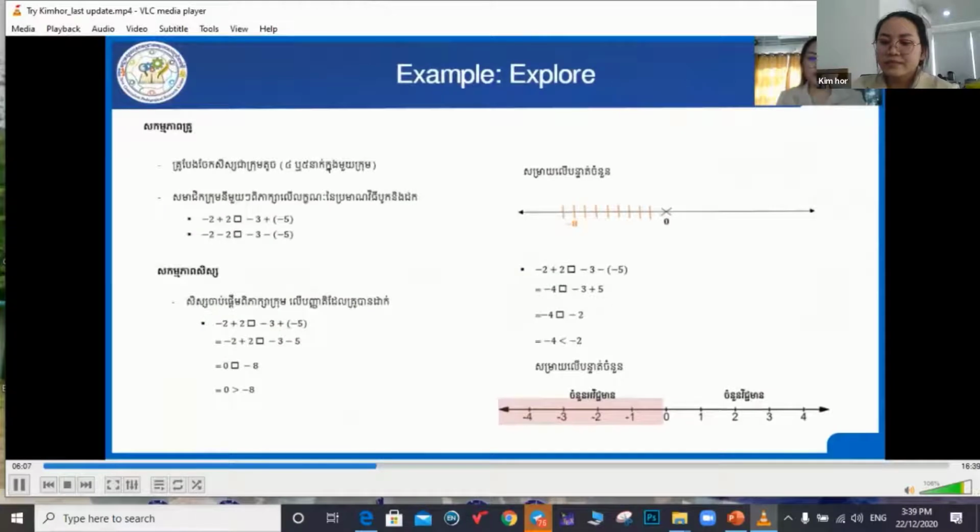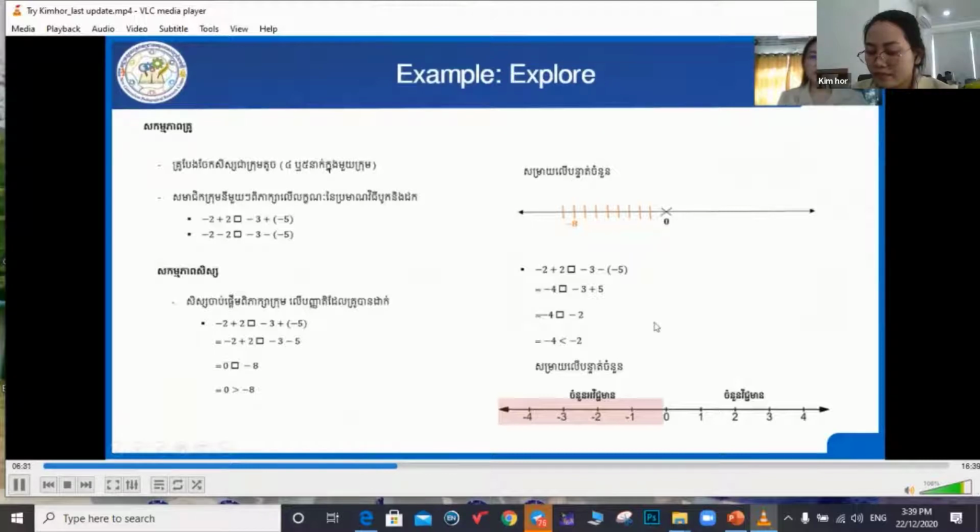And here is my example. I give them two exercises and divide them into small groups, four or five students in each group. Then they start to work on the exercises and draw them on the linear number line.